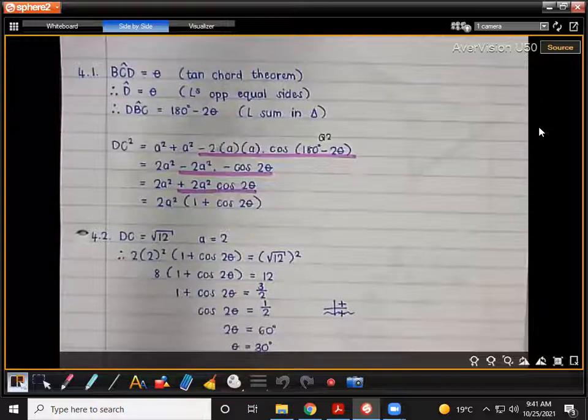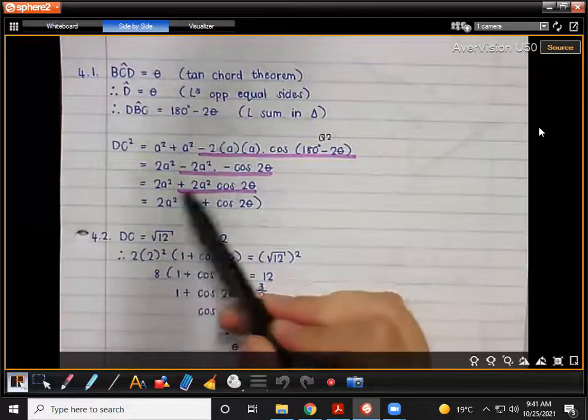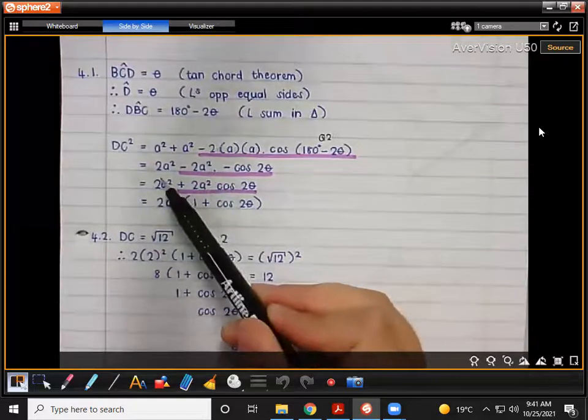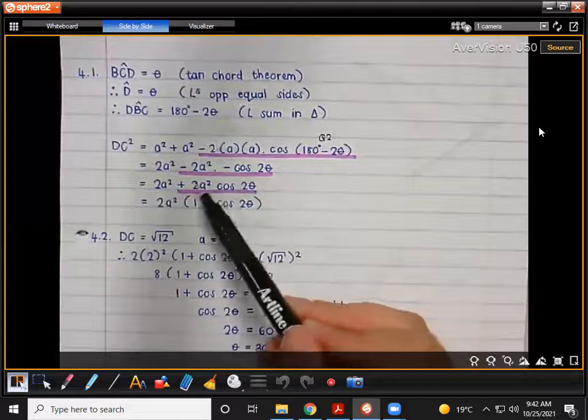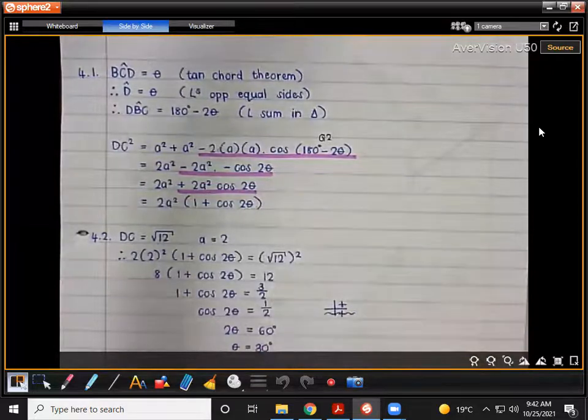Then from there, they asked us to prove this. So do we notice that we just have a common factor of 2a squared, so you can take that out. Remember, when you take out a common factor, you divide each term by that factor. So 2a squared divided by 2a squared is 1. And this whole term divided by 2a squared is just cos 2 theta. And that is what they asked us to prove.